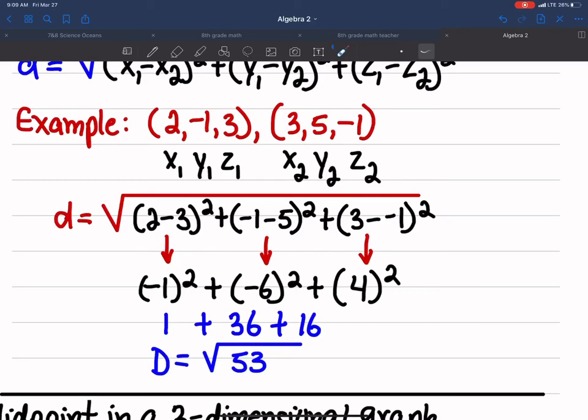And now all we are going to do is add these numbers together, and our answer will be the distance of point 2, -1, and 3 from 3, 5, and -1 is the square root of 53. So the question is, what is the square root of 53?